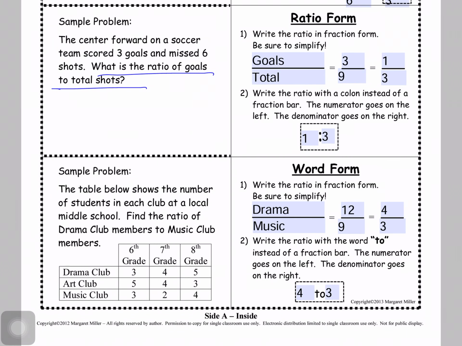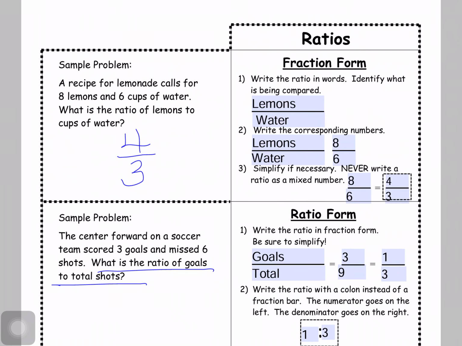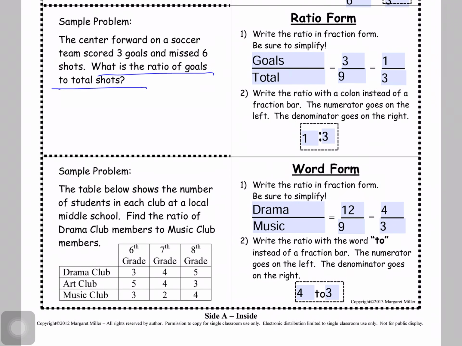And remember, when you are talking about ratios, you're comparing 2 things, 2 quantities, okay? And whatever they say first, that's what you write first. So in this case, they mention the drama club first and then the music club. So drama club will come first, and then music club will be the second number that we write. So this is the way that you can write ratios in three forms: fraction form, ratio form, which uses the colon, and word form, which uses the word to. Those are your notes.